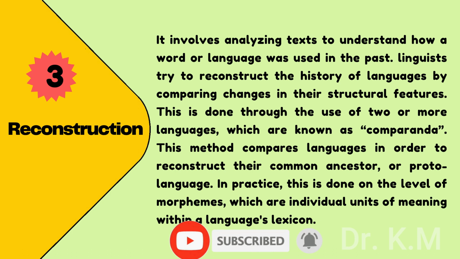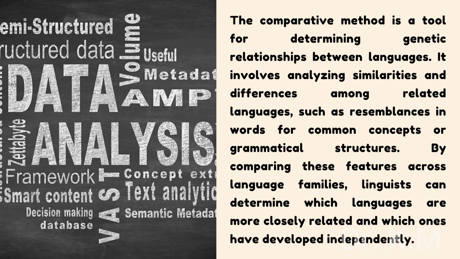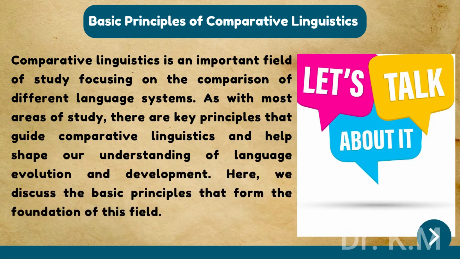This method compares languages in order to reconstruct their common ancestor, or proto-language. In practice, this is done on the level of morphemes, which are individual units of meaning within a language's lexicon. The comparative method is a tool for determining genetic relationships between languages. It involves analyzing similarities and differences among related languages, such as resemblances in words for common concepts or grammatical structures. By comparing these features across language families, linguists can determine which languages are more closely related and which ones have developed independently.